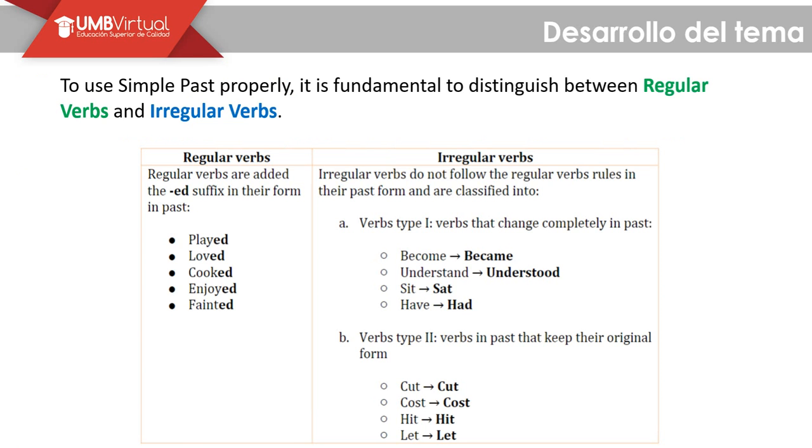Let's see some examples according to some regular verbs and irregular verbs. Regular verbs are the ones that we are going to add the ed suffix in their form in past. Played, laughed, cooked, enjoyed, and painted. Irregular verbs, there are different kinds of groups, but the first group is referring to some verbs that change completely in past. Become, became, understand, understood, sit, sat, have, had. But there are other verbs which keep the same grammar form as the ones that are in present, right? As we can see right here.